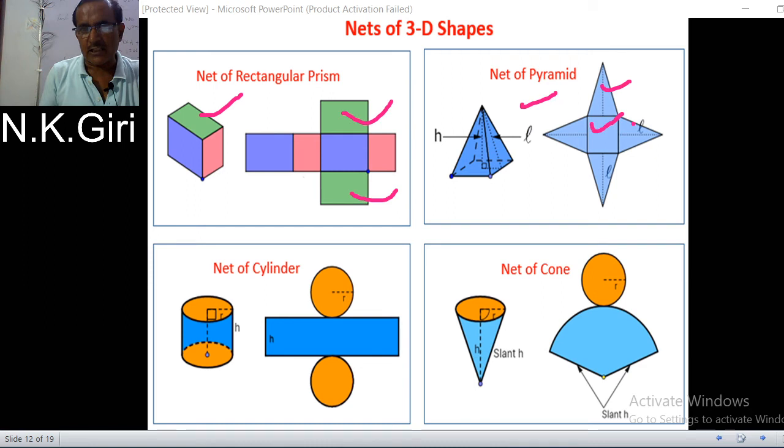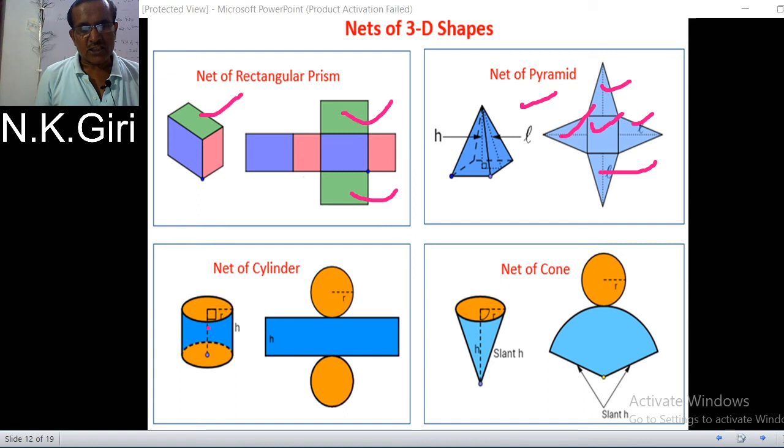Whenever we combine these nets and all the figures, two-dimensional shapes, then we get the three-dimensional shape of a pyramid. Now we come on net of the cylinder. This surface is this and the top is this and this bottom is this surface.